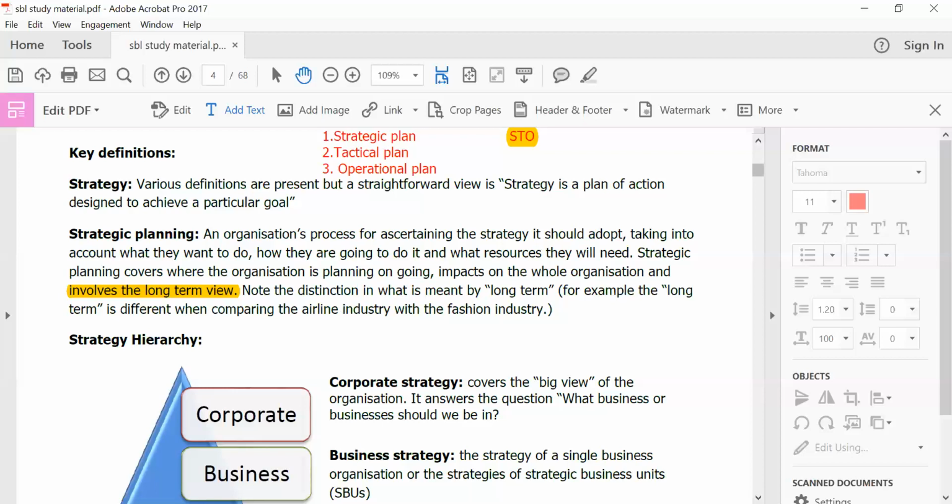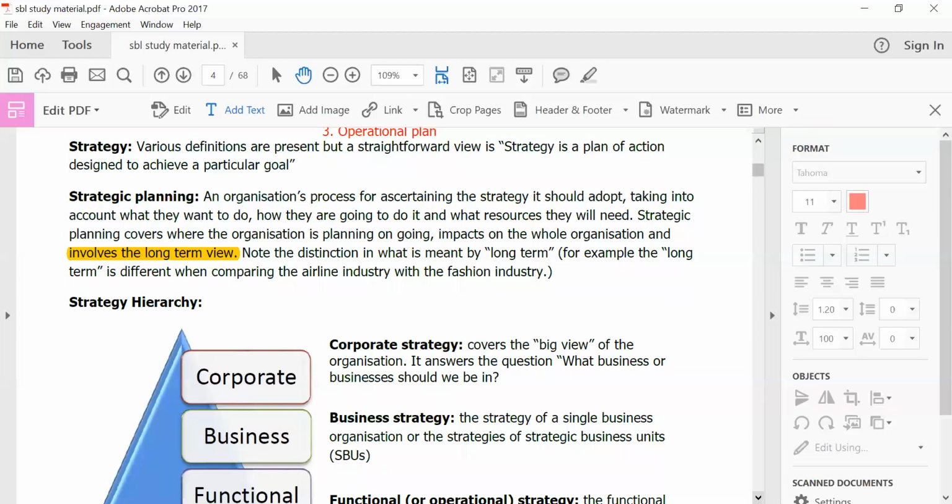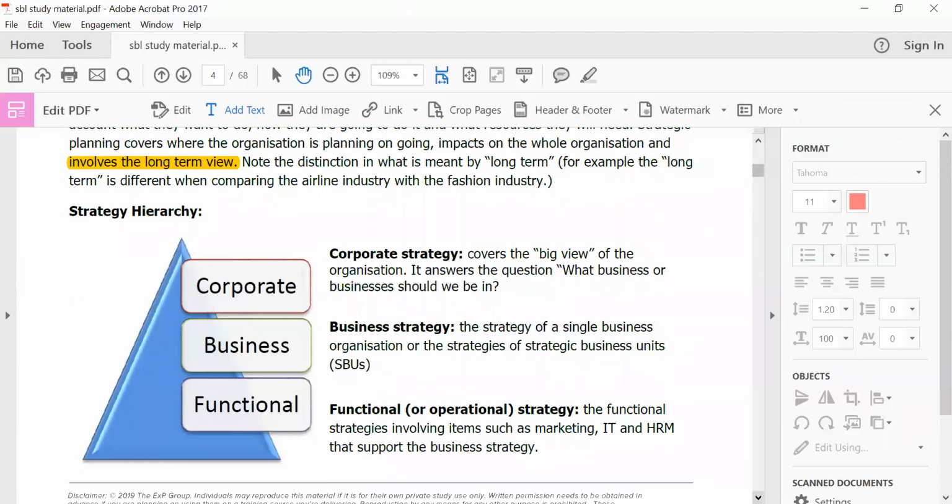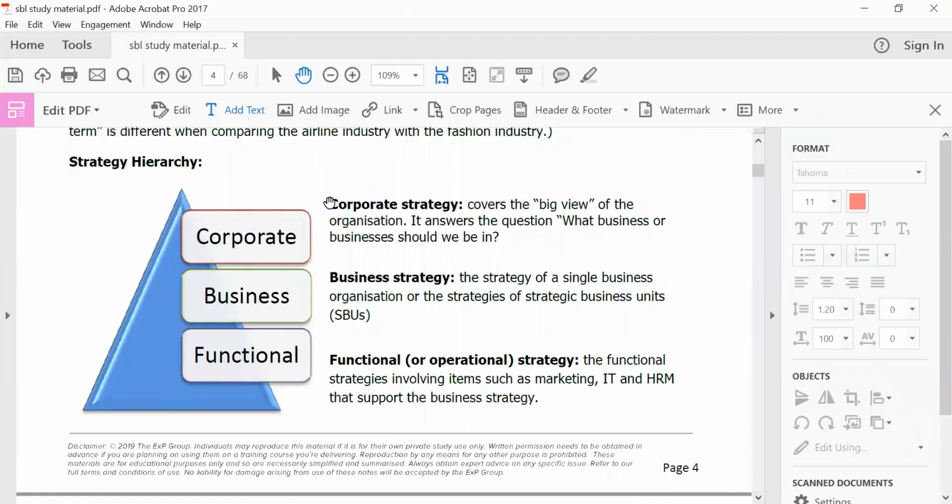So in our quest to meet our objectives, which we set at a strategic plan, these are long-term objectives. Then we look at how we can achieve those objectives, and that brings in issues of strategy. The strategy to achieve the objectives can be a corporate strategy, as you can see here. That is the first one.